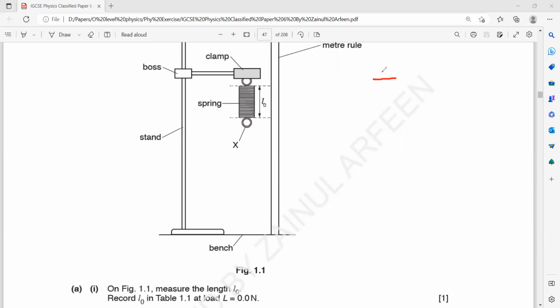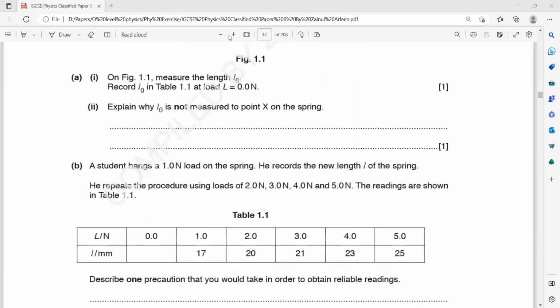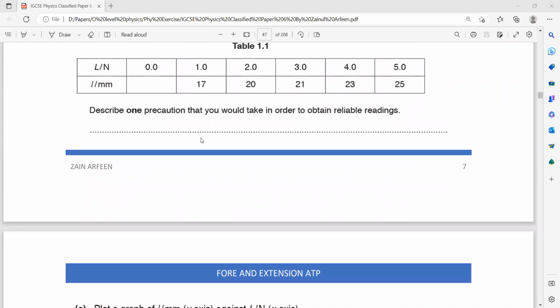The only thing that happens is when we add a load. For example, if we have a spring and we add a load to it, this part will remain the same size when the load is added. Only the length of the coil will change. So the reason we ignore this and did not measure the value of X is because X does not deform or change its length. So the value of X does not change even when we add any load. Then we have different loads 1, 2, 3, and we have the extension.